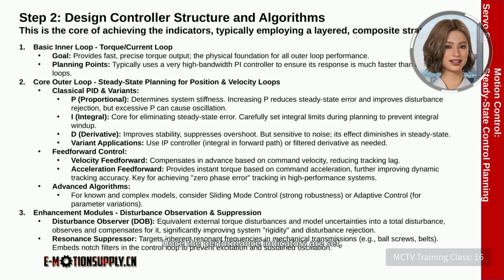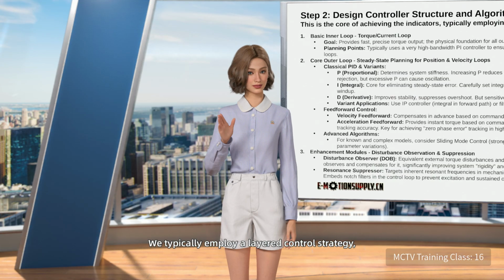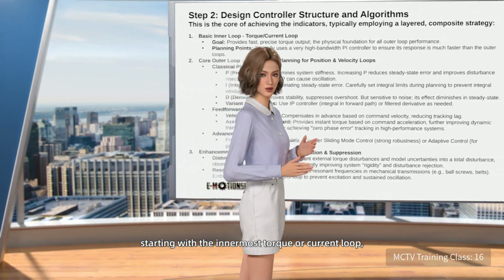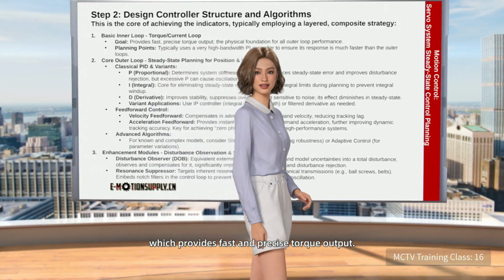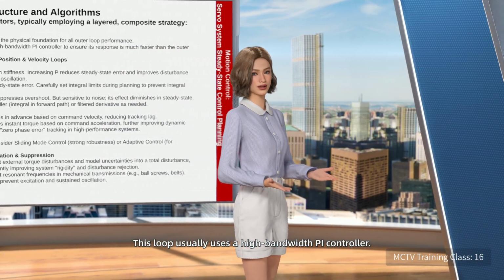Once the performance indicators are set, we move on to designing the controller structure and selecting the right algorithms. This step is the core of achieving our performance goals. We typically employ a layered control strategy, starting with the innermost torque or current loop, which provides fast and precise torque output. This loop usually uses a high-bandwidth PI controller.